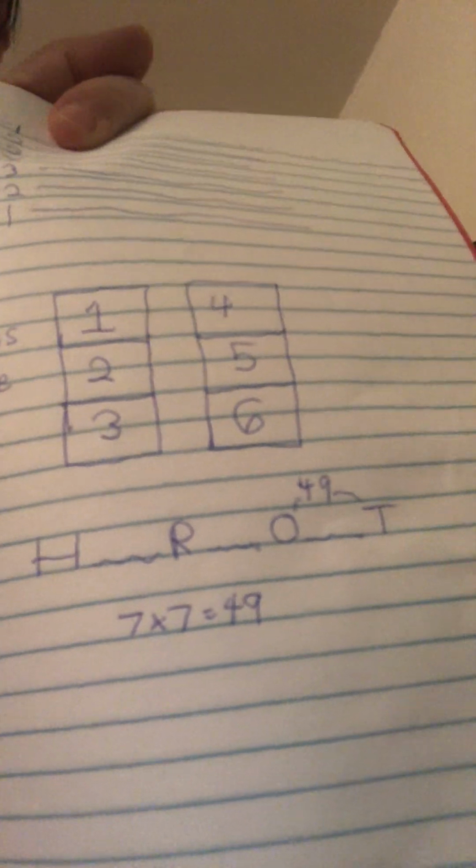So let me show you here. I marked it out, and as you can see below that, I put 7 times 7, which would be 49. 7 is one of those mystical numbers in the Bible.